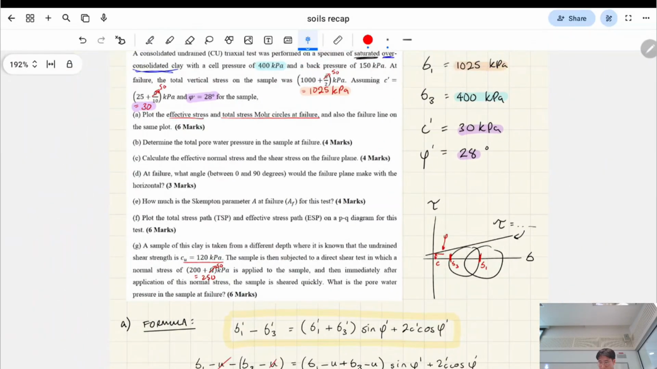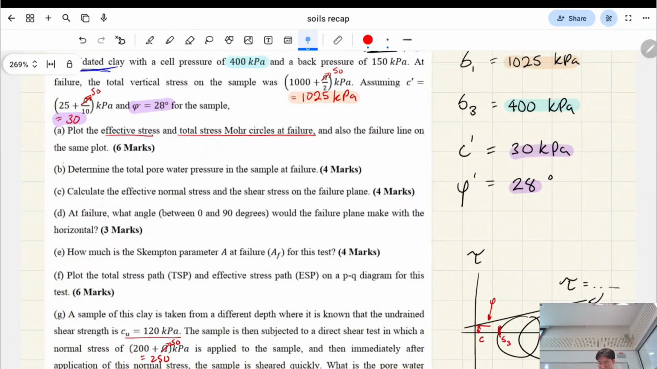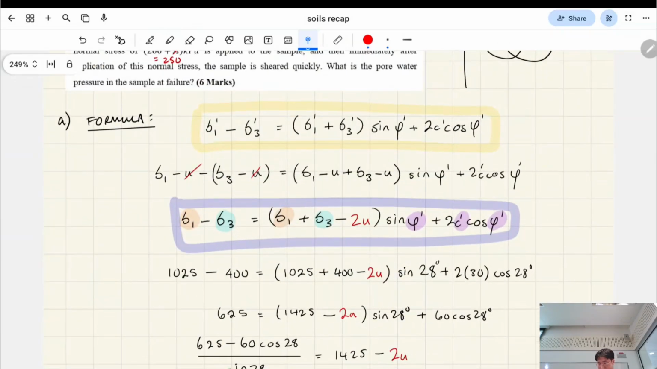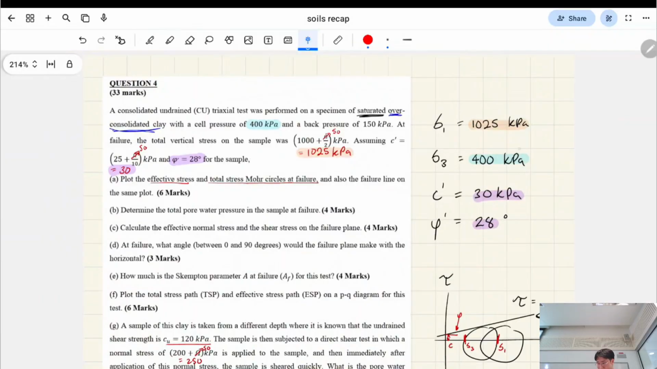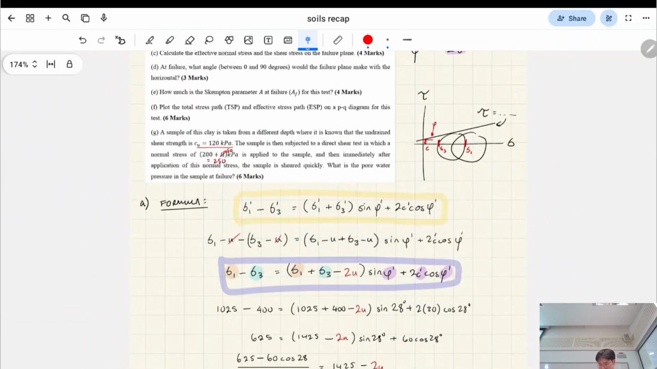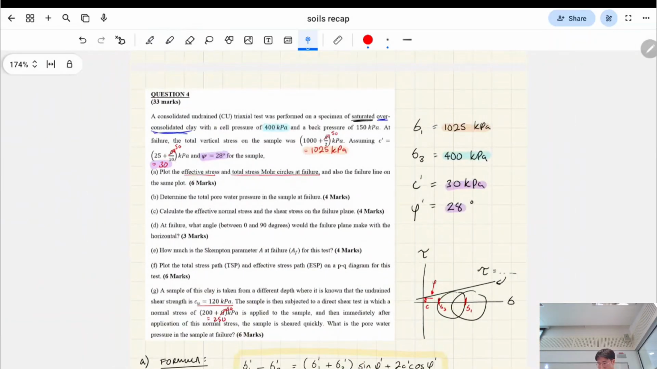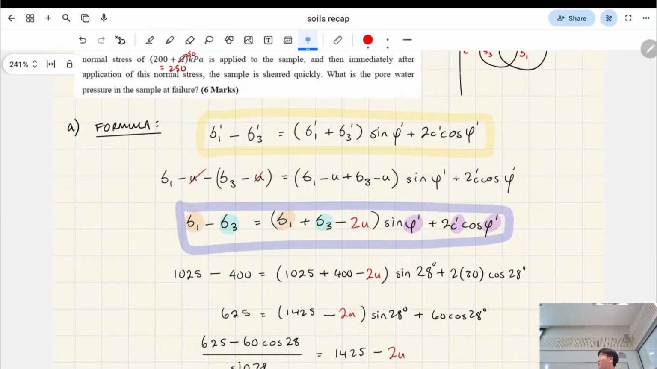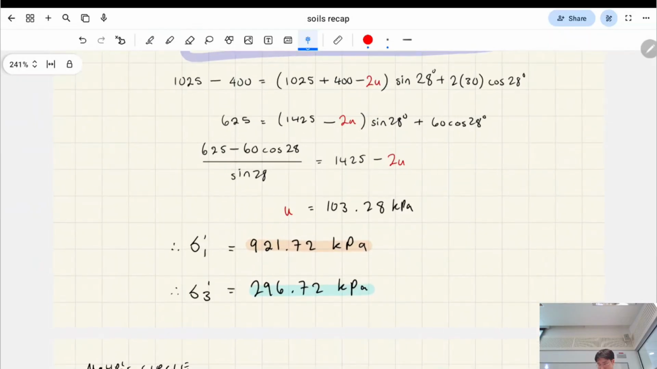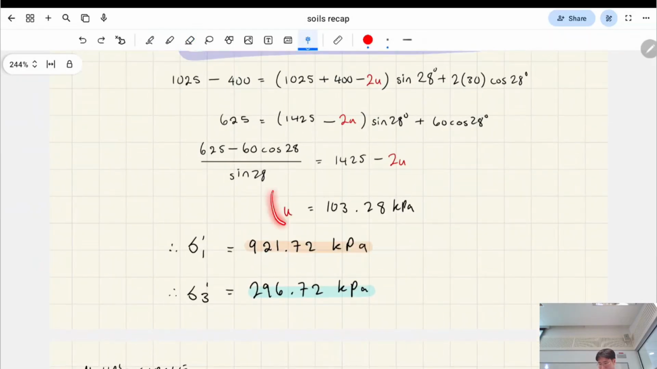The first part is to plot the Mohr circle, but it's actually easier to do part B first here. So we're actually working out the pore water pressure first. We were given this in the question. Remember when I said we had our total stress that the triaxial test failed at, and we also had cell pressure? Those are where we plugged in orange and blue, and purple is where we plugged in our soil properties. We're rearranging for you.